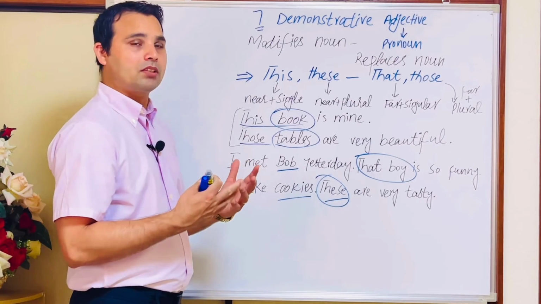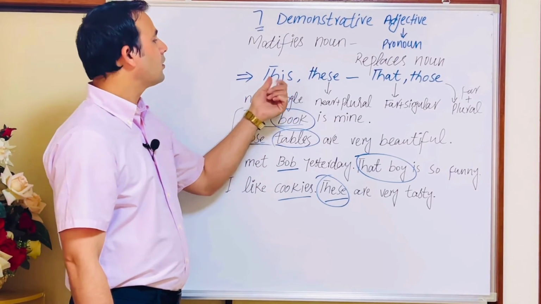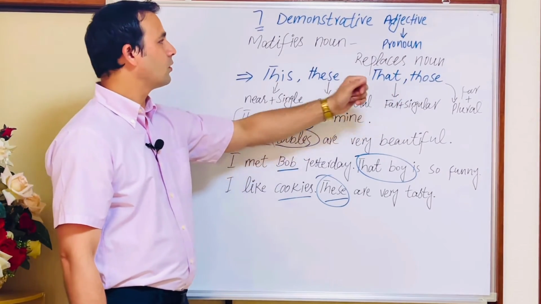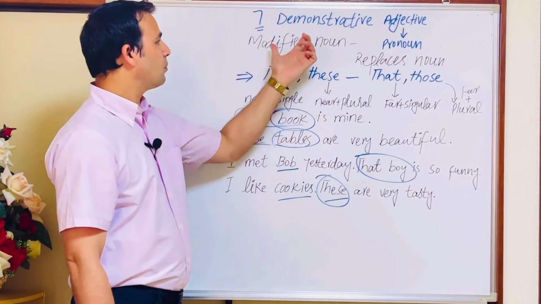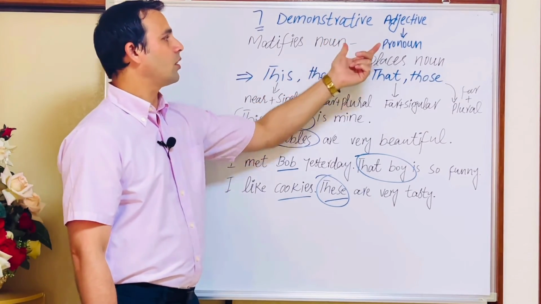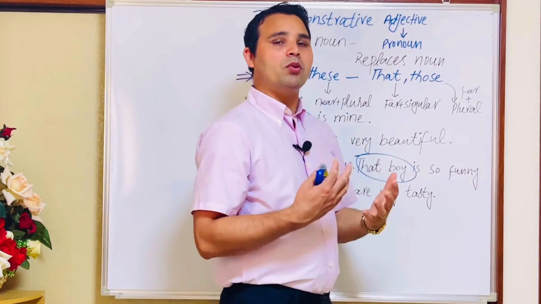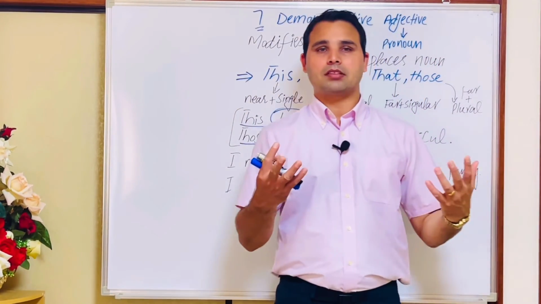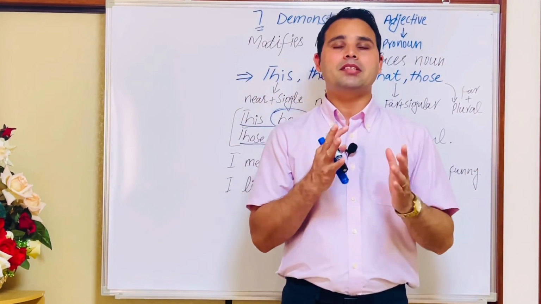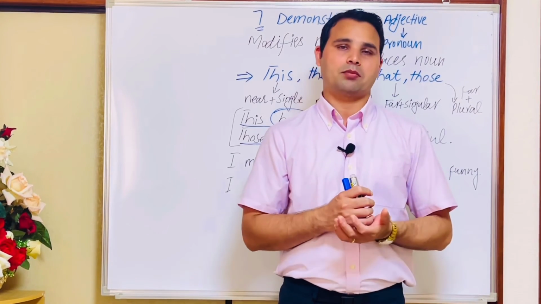So there are four major demonstrative adjectives and pronouns: this and these, that and those. So once again, demonstrative adjectives modify a noun, but demonstrative pronouns replace a noun. So it will be easier for you to study them together and understand the major difference, so you will not be confused while using them.